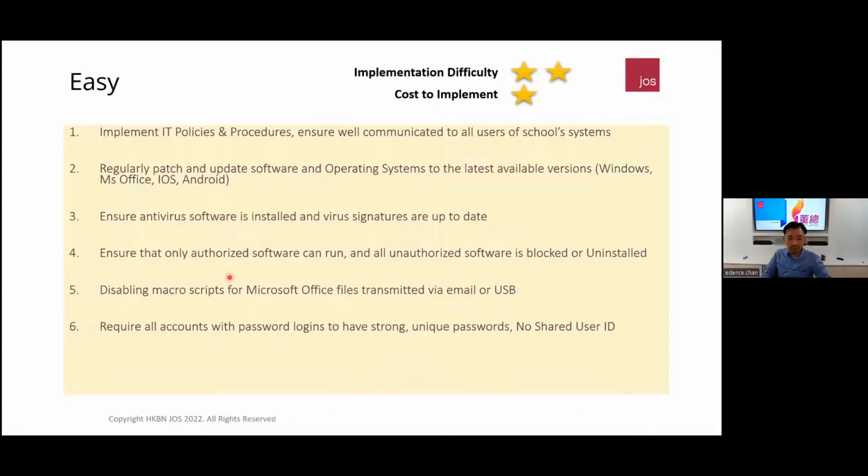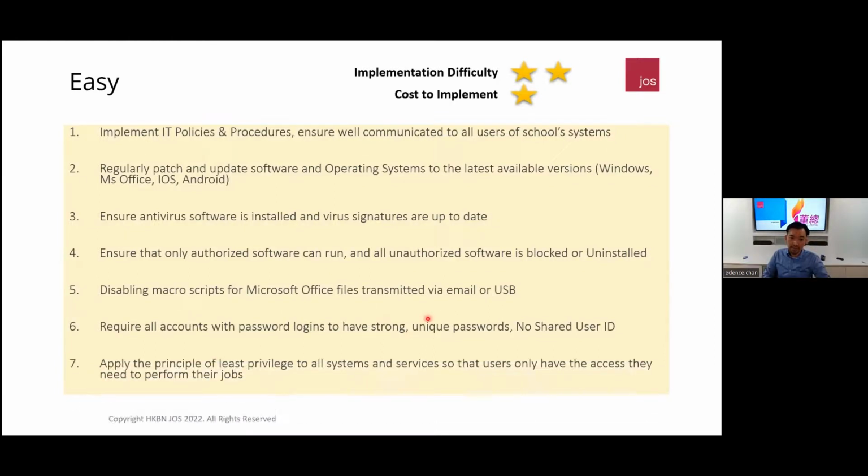Okay, so we require all accounts with password login to have a strong unique password, and ensure there will be no sharing among the user ID. So this is very easy to implement, like Simon just mentioned. We should always have three elements, which is capital and small letters, numbers, plus some symbol signs in our password combination. So minimum we have 12 characters so that it will be difficult for the hacker to guess your password.